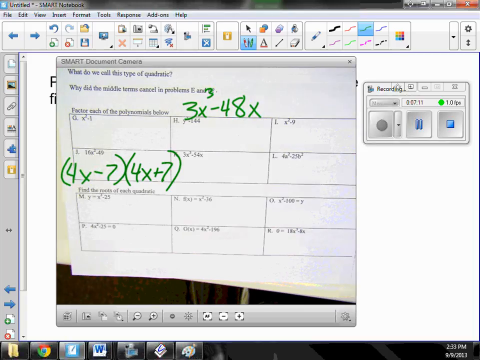Well, I looked at the square root of 16x squared. Yeah, just square root the first and the second term. And whatever that square root is goes in the parentheses. So can we do that with letter K?